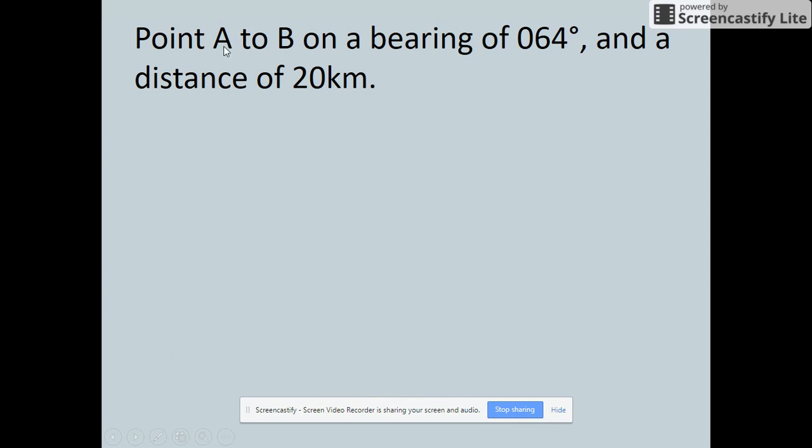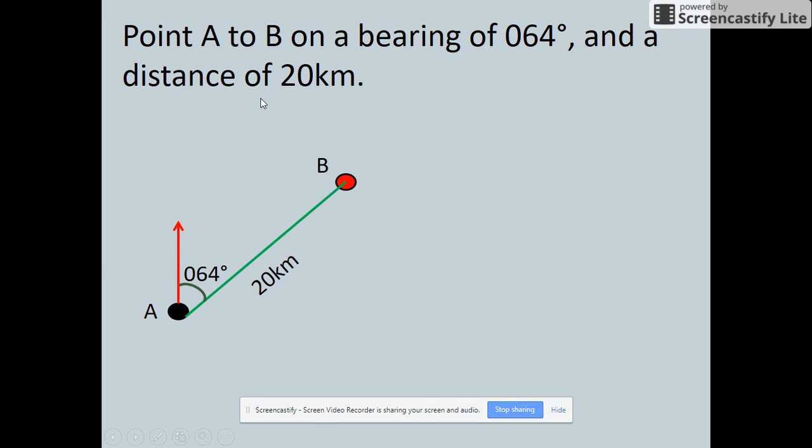All right. So this is the kind of question you're going to get. Point A to point B on a bearing of 64 degrees and a distance of 20 kilometers. So first thing you do is you've got your point A. Make a little point there. You then now know that that's north. Okay. So now you're going to have to go 64 degrees from north. So there you go at your 64 degrees. You draw your line and your distance will be 20 kilometers, and therefore you've placed point B. Okay. There you've got your 20 kilometers.